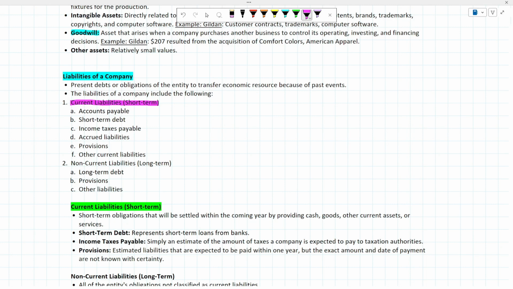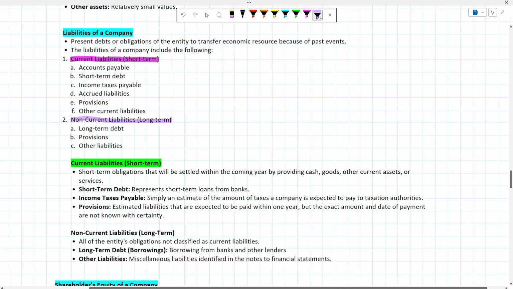Two, non-current liabilities, or long term. So I'll put that in purple. So long-term debt, provisions, and other liabilities. So here it's long-term provisions. It's supposed to be for B.